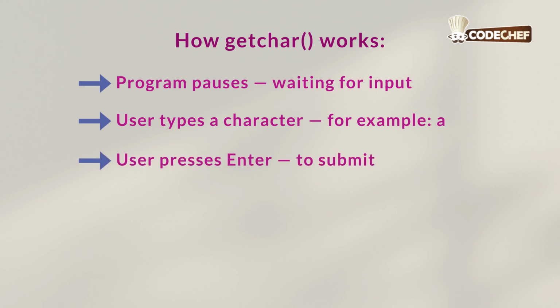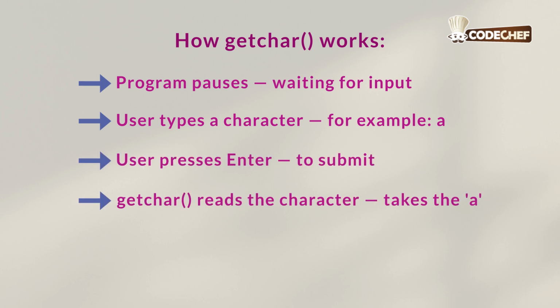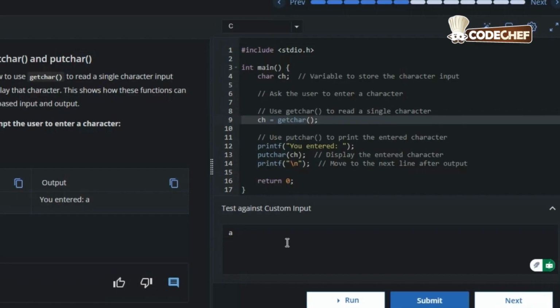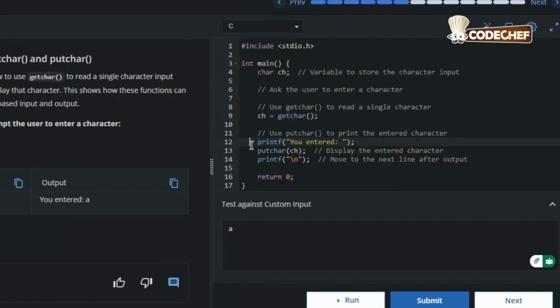The user presses enter to submit. getchar reads the character, takes the input, here A in that case, returns the character, gives back A, stored in ch, and the variable ch now contains A. What is important here is that getchar reads one character only. If the user types multiple characters, getchar only takes the first one. Now let us look at the printf line. This printf will display whatever the user has put as an input.